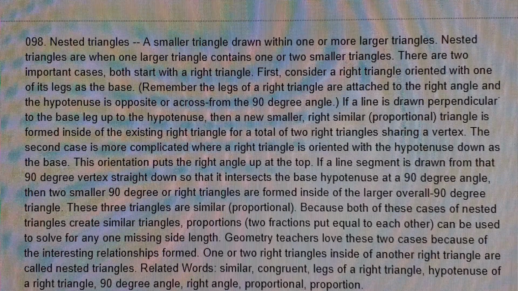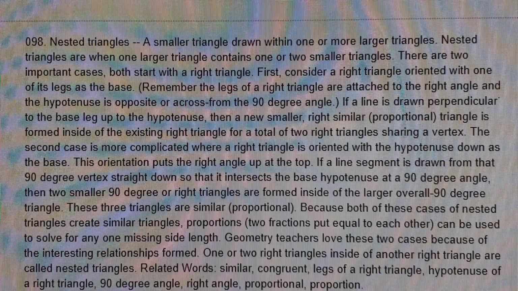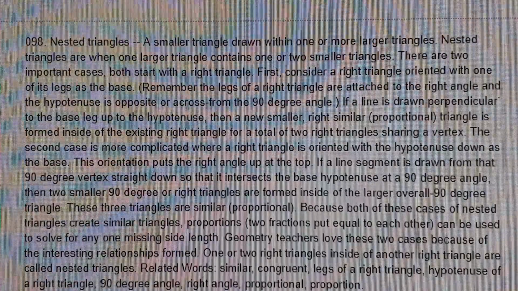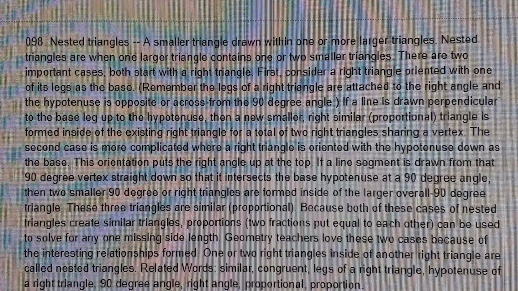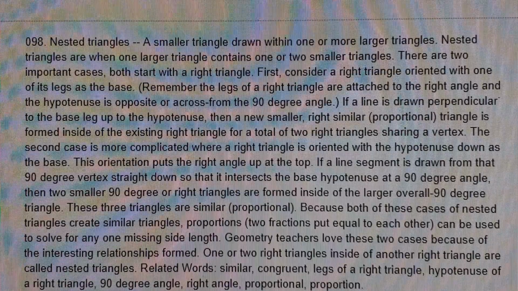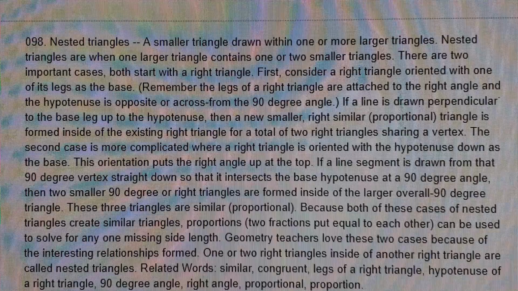The second case is more complicated, where a right triangle is oriented with the hypotenuse down as the base. This orientation puts the right angle up at the top. If a line segment is drawn from that 90-degree vertex straight down so that it intersects the base hypotenuse at a 90-degree angle, then two smaller right triangles are formed inside of the larger overall right triangle.